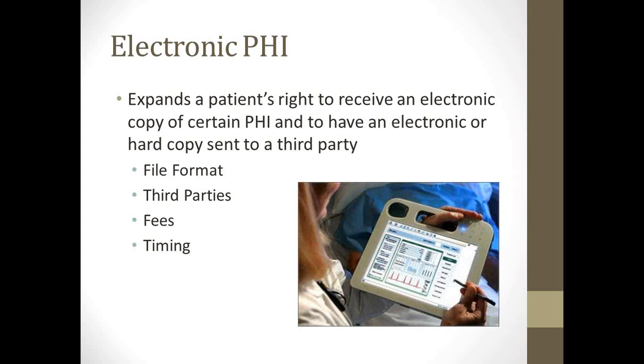The Omnibus rule revises the timing requirements to remove the provision that gives covered entities 60 days to respond where the requested protected health information is in an off-site facility. Consequently, covered entities must respond to all requests within 30 days, regardless of where the protected health information is stored, unless they are granted a one-time 30-day extension.